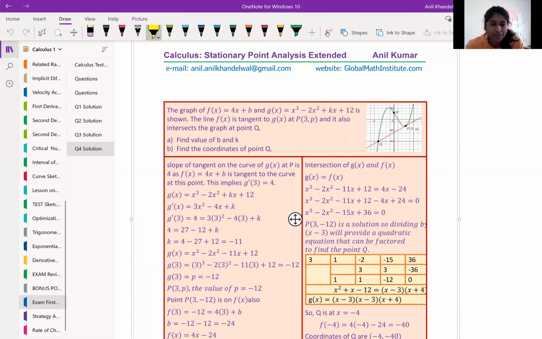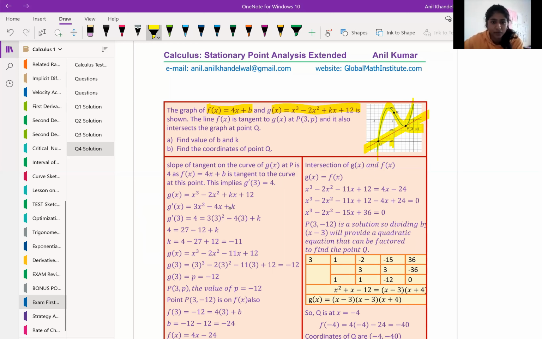Okay. So the graph of f of x equals 4x plus b, and g of x equals x cubed minus 2x squared plus kx plus 12 is shown. The line f of x is tangent to g of x at point 3p, and it also intersects the graph at point q. Find the value of b and k, and find the coordinates of point q. Correct. So four unknowns.